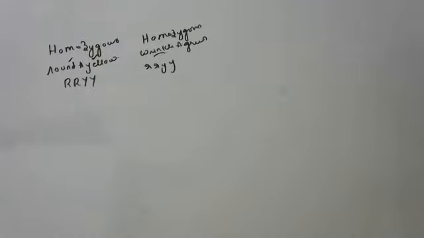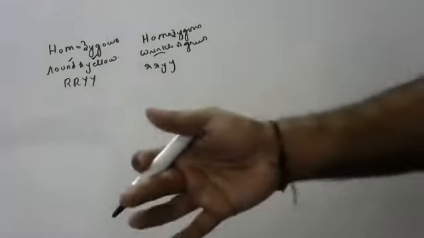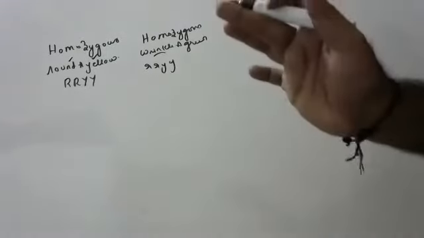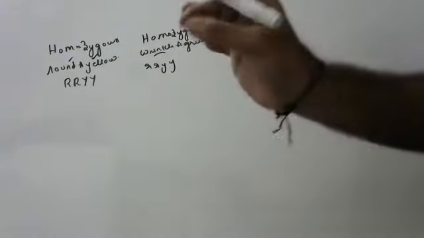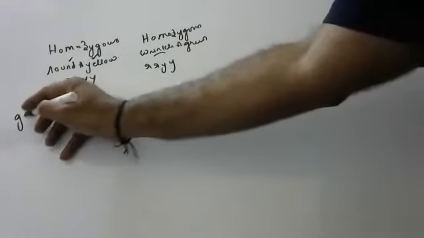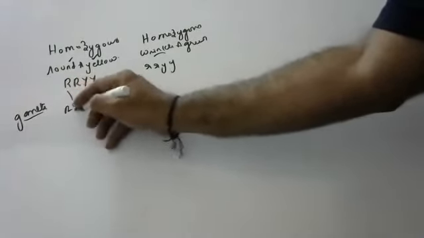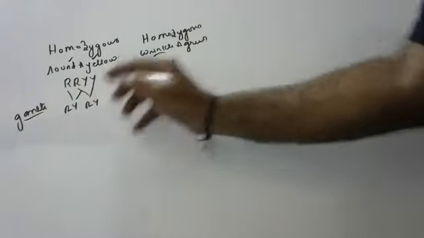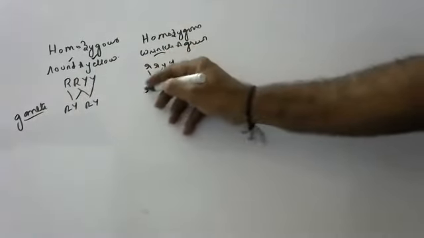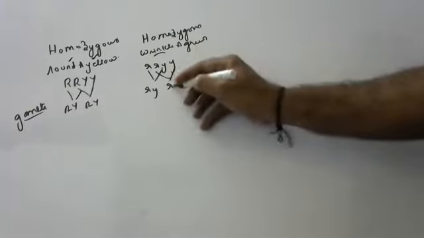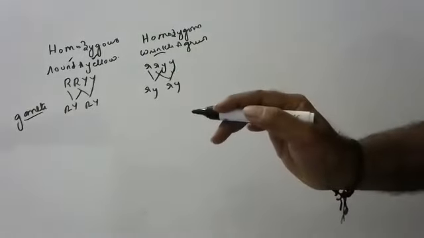Okay, children. Now, yesterday in monohybrid cross we directly started crossing. Here we should not do direct crossing. First, you should take gametes. What are the gametes possible here? Big R, big Y, big R, big Y are the only possible gametes here, and small r, small y, small r, small y.